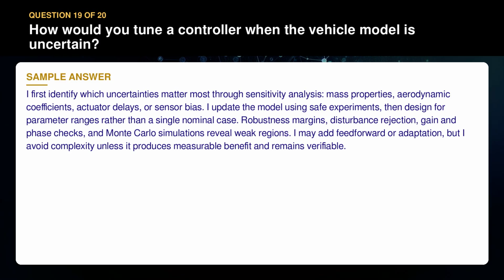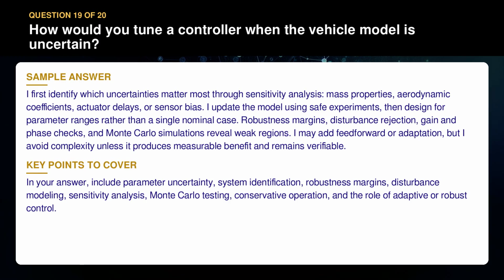Robustness margins, disturbance rejection, gain and phase checks, and Monte Carlo simulations reveal weak regions. I may add feedforward or adaptation, but I avoid complexity unless it produces measurable benefit and remains verifiable. In your answer, include parameter uncertainty, system identification, robustness margins, disturbance modeling, sensitivity analysis, Monte Carlo testing, conservative operation, and the role of adaptive or robust control.